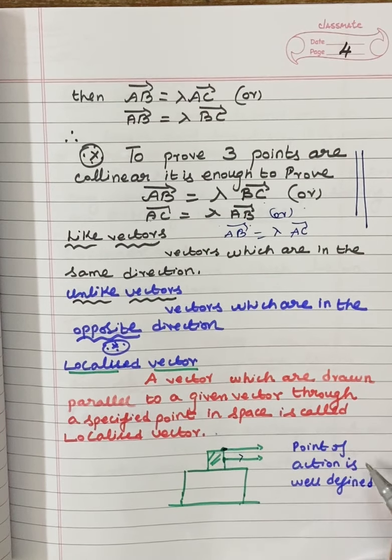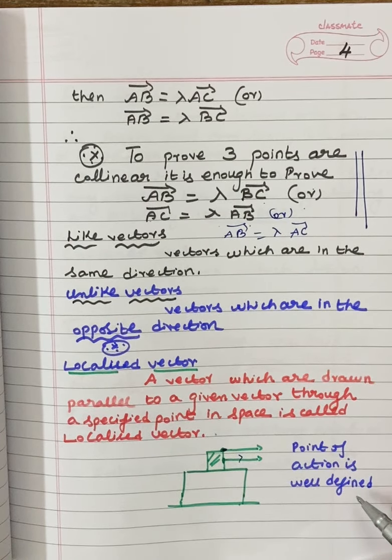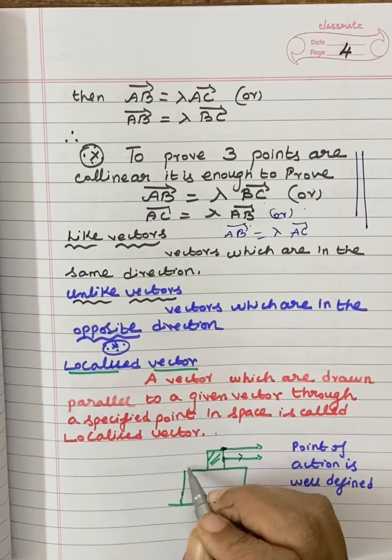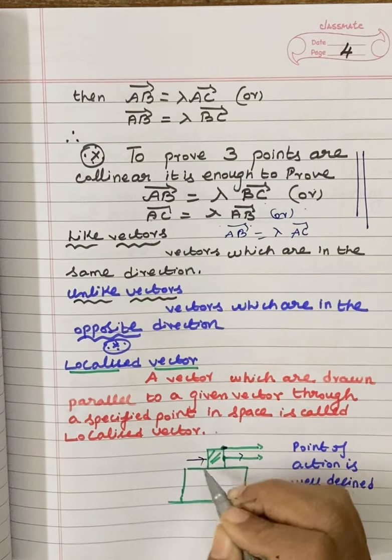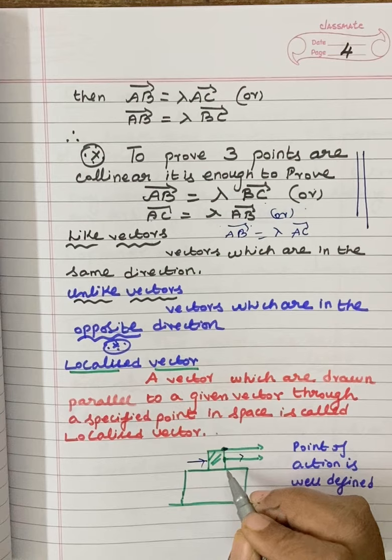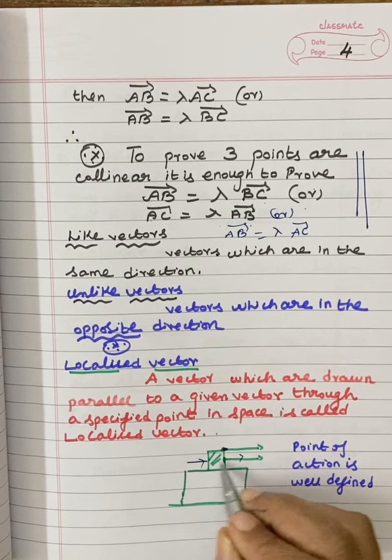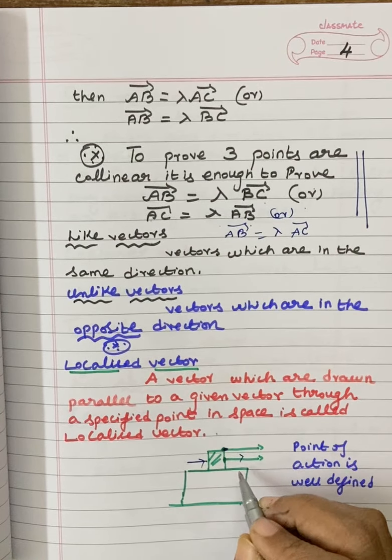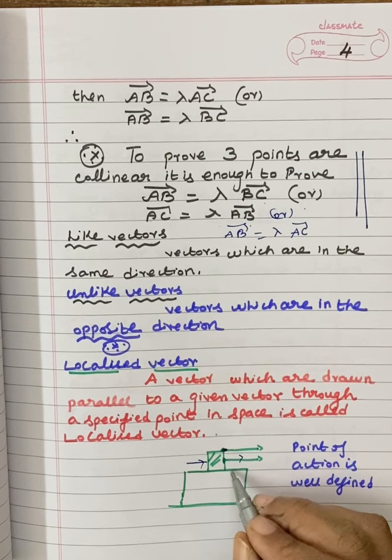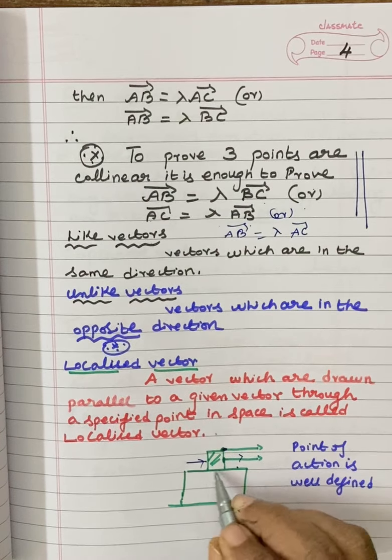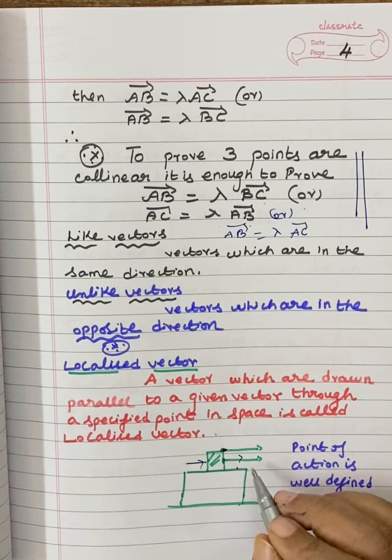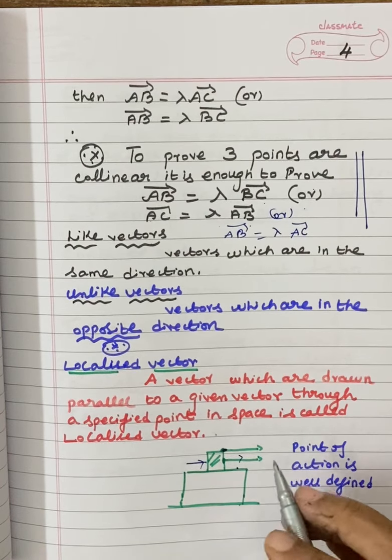So the point of action is well defined. Suppose you push this small box along this line of action. What will happen? This is actually the middle, so it will come to this place somewhere here, depending on how much force you are giving it.